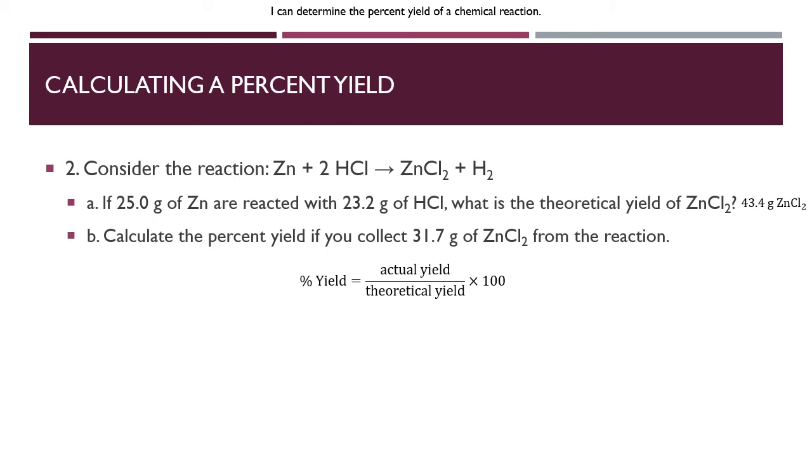So again, our percent yield is just the actual yield divided by our theoretical yield. So 31.7 grams divided by 43.4 grams, and I then multiply that by 100 to turn it into a percentage, and I get 73.0% for my yield.